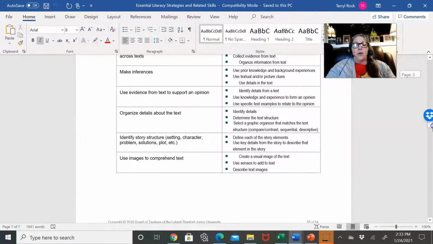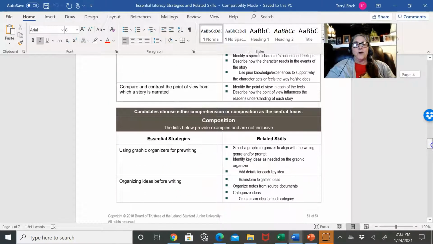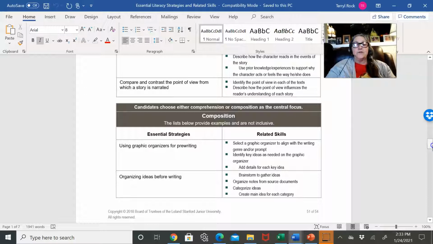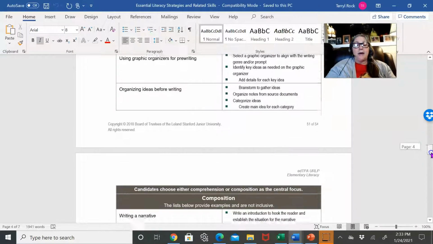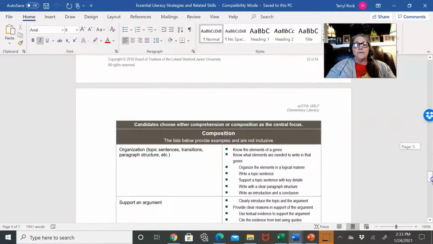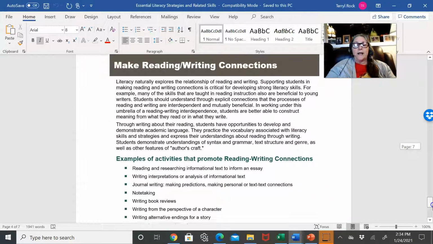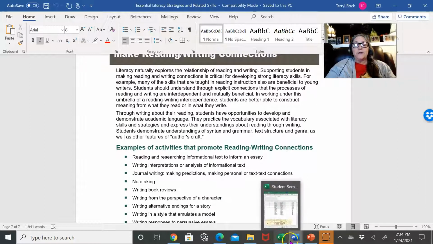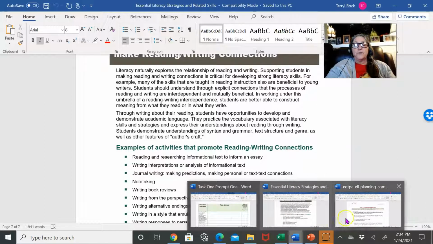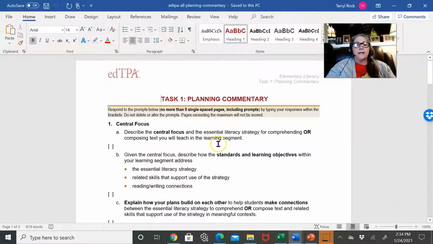And when you scroll on down, you also see them for composition. If you choose composition as your central focus, then you can choose these as your essential literacy strategies and at least one of these for your related skills. We also have, at the very end, reading and writing connections. And that is what is looked for in your first prompt.